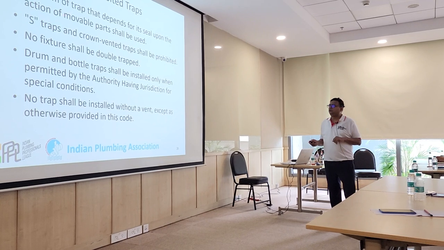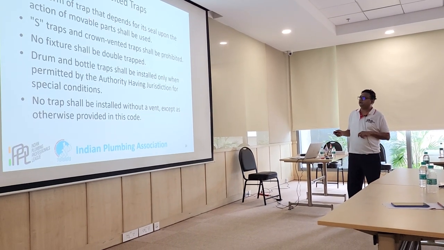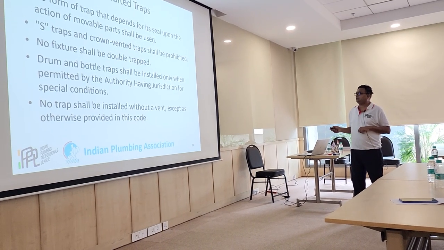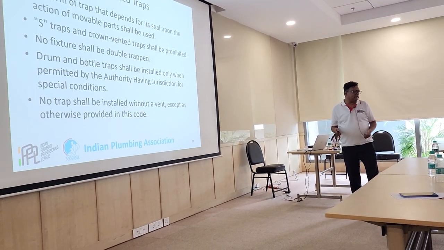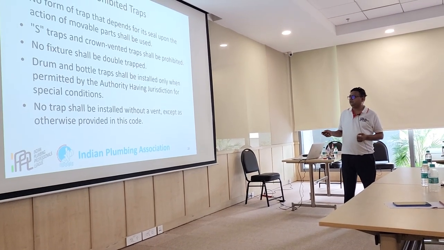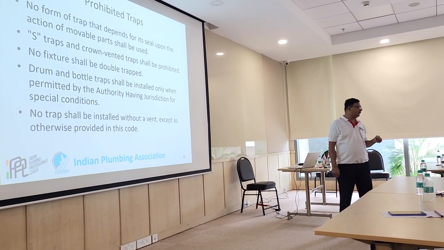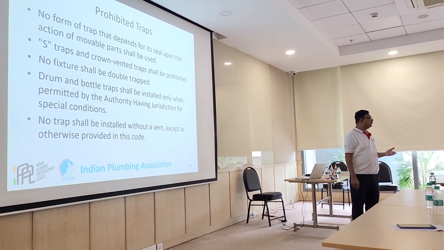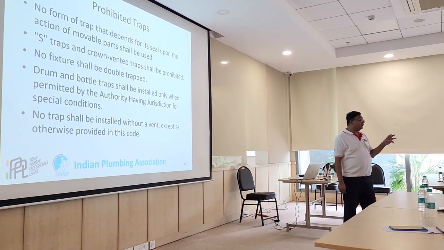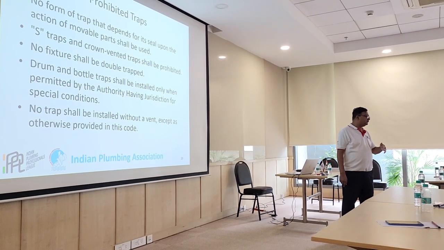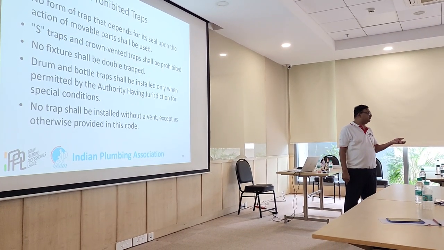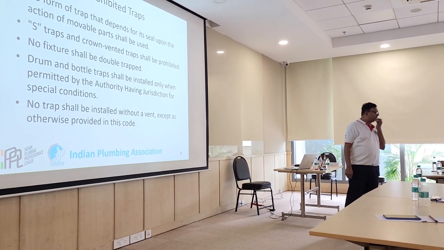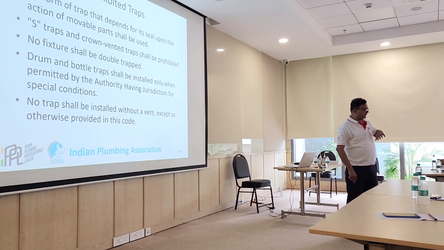Prohibited traps. No form of trap that depends for its seal upon the action of movable parts shall be used. S trap and ground vented trap shall be prohibited. This will come in the next slides also. No fixture shall be double trapped. This is important. For the sake of over-redundancy or over-safe design, if you put two traps, it will not give that amount of throw. So there are chances that your trap will have solids and eventually it will get clogged. So don't practice having trap after trap.